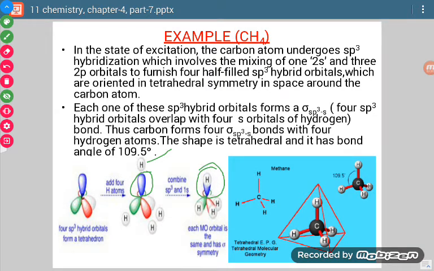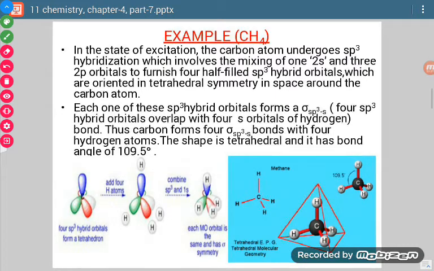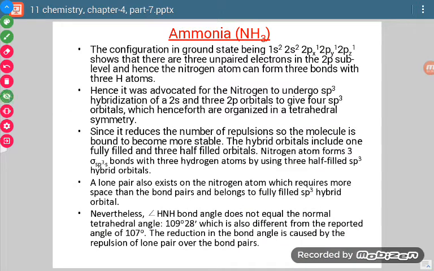Okay, so such 4 bonds are formed, 1 2 3 4, and those 4 bonds or these atoms, they will arrange themselves in the form of tetrahedral geometry, and there will be a bond angle of 109.5 degree. Okay, now let us come to one more example.